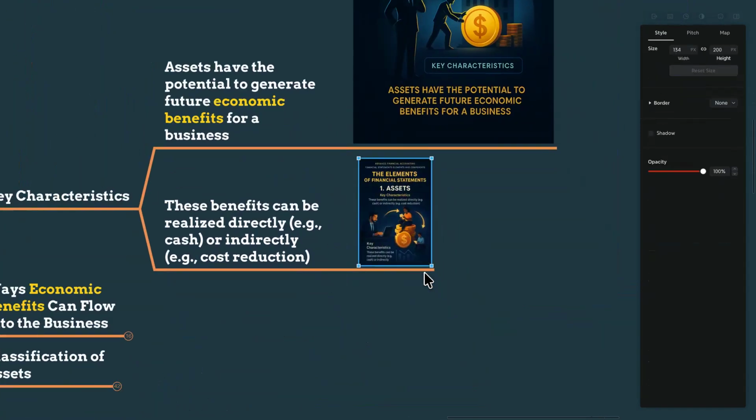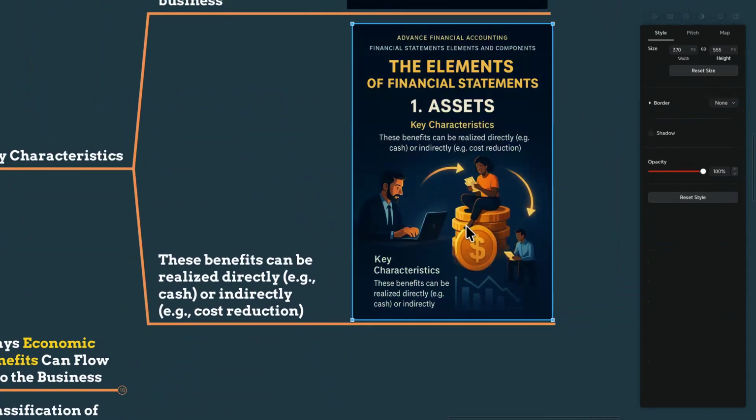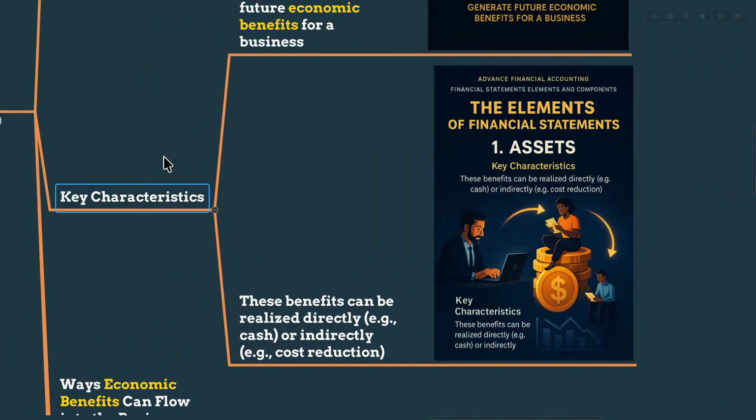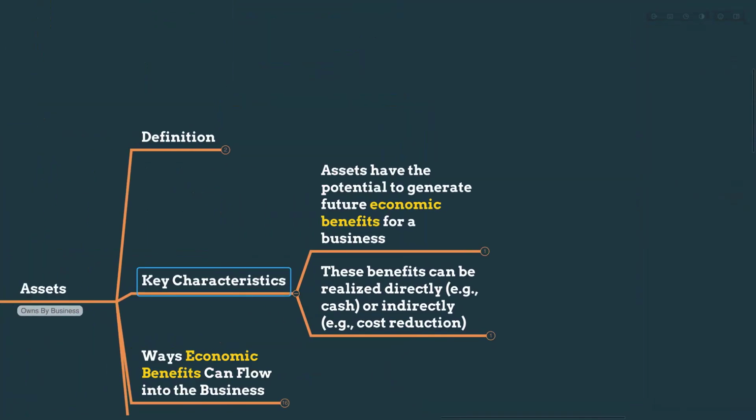These benefits can be realized directly, for example cash, or indirectly through cost reduction, because you have a very good machine. It's not wasting your time, it's saving your time, so it gives you cost reduction. Or directly, it will give you the benefit of cash. So these are the characteristics, my dears.